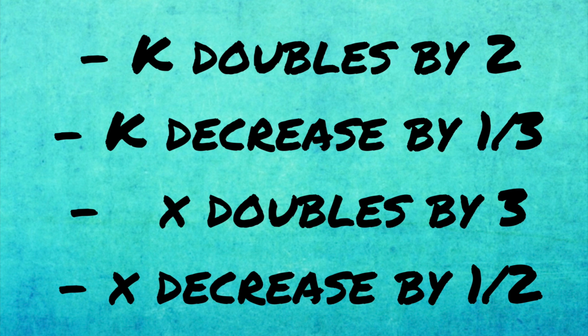Since potential energy is directly proportional to k and x squared: if k doubles by 2, potential energy will also double by 2. If k decreases by 1 over 3, potential energy also decreases by 1 over 3. If x doubles by 3, potential energy will increase by 9. And if x decreases by 1 over 2, potential energy will decrease by 1 over 4.